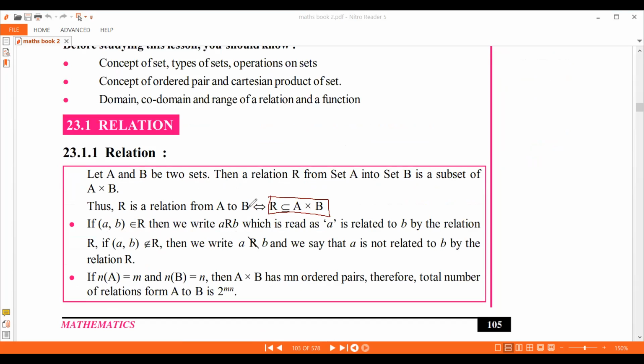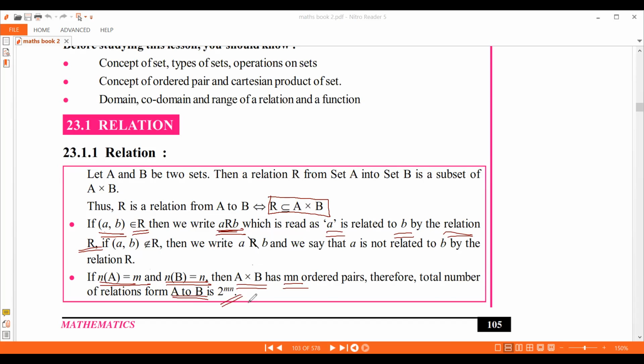This is most important: a R b. That is, a is related to b by the relation R. If they don't belong, a is not related to b. As simple as that. Now, if n of A is equal to m and n of B is equal to n, then A cross B will have mn ordered pairs. Therefore, the total number of relations you can make from A to B will be 2 power mn.